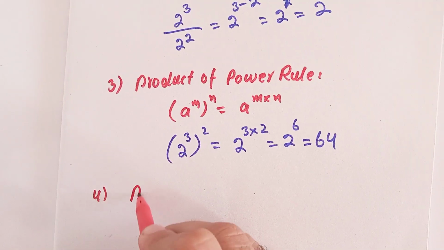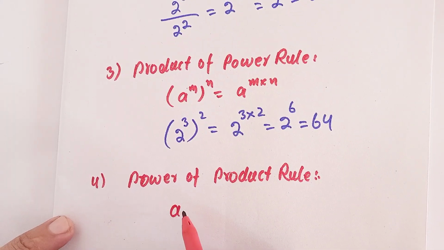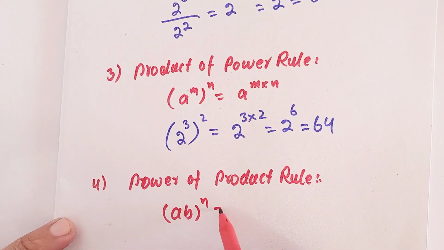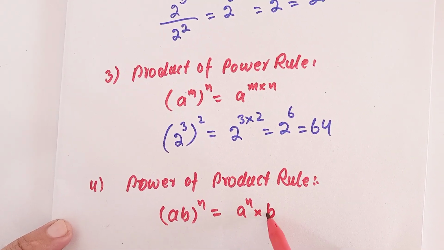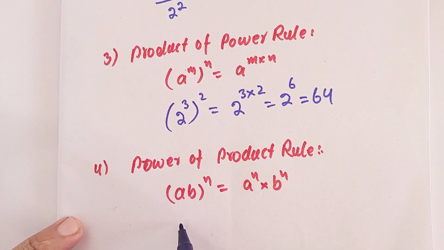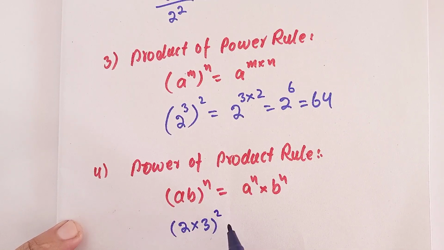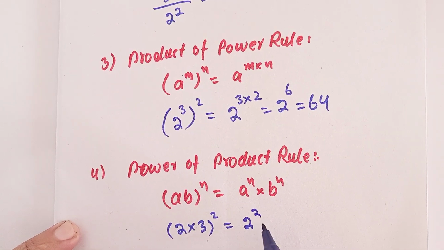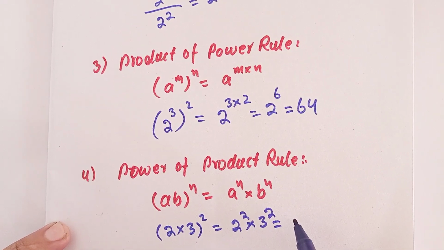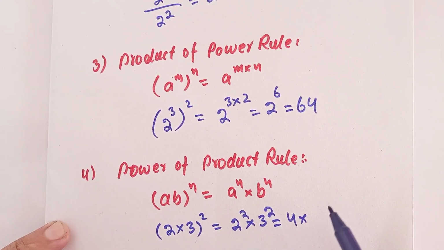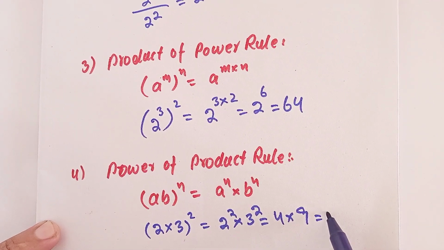The fourth one is called the power of product rule. This rule states that a times b raised to the power n is equal to a raised to the power n times b raised to the power n. For example, 2 multiplied by 3 raised to the power 2 is equal to 2 raised to the power 2 multiplied by 3 raised to the power 2, which is equal to 2 raised to the power 2 as 4 multiplied by 3 raised to the power 2 as 9. So 9 times 4 is 36.